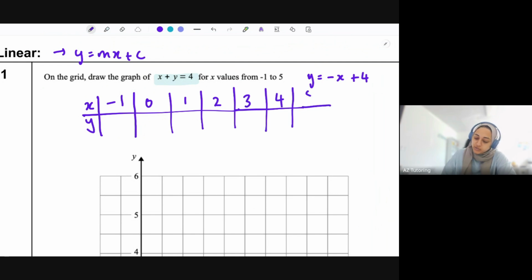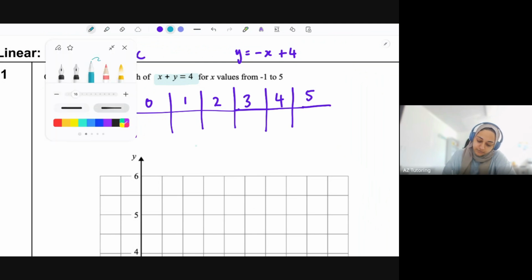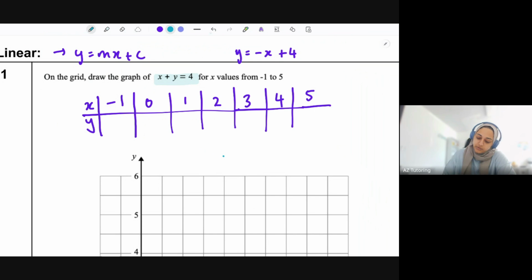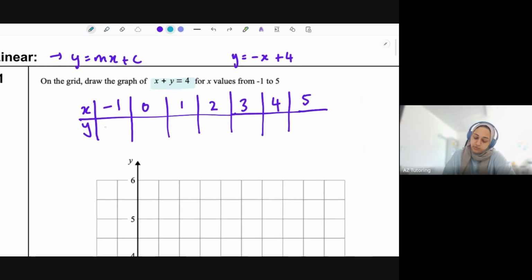Now you can just find 2 points, to be fair, and then using those 2 points, we can just join them together and you'll get the actual graph. But let's do it accurately. We'll do all values. So let's substitute in. We'll start off with -1.